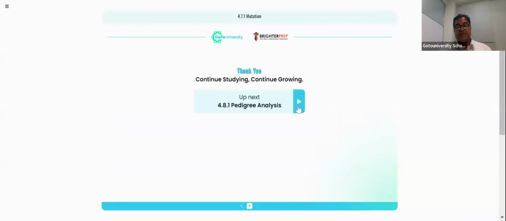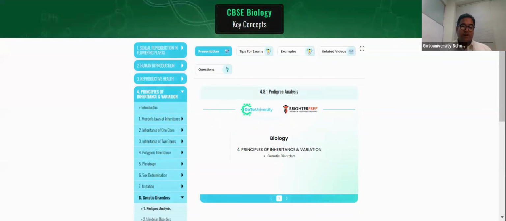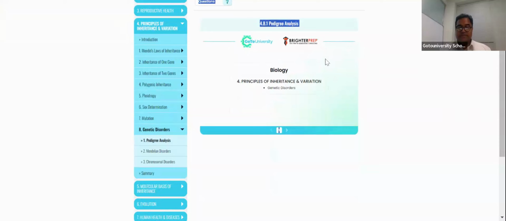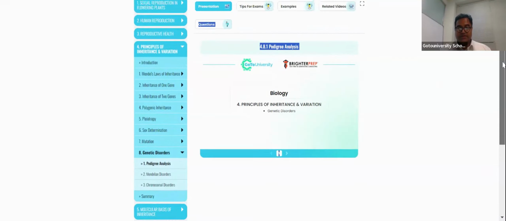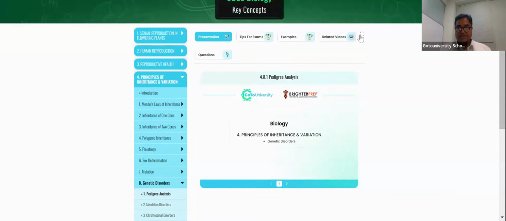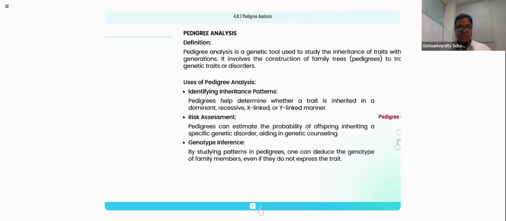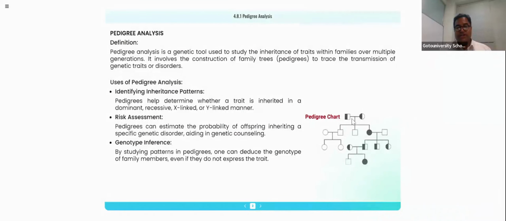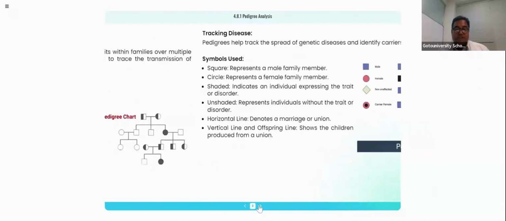Pedigree analysis is nothing but a symbolic representation of particular genetic disorders. Can you see this place here? The shaded symbol denotes a disorder, and the others are carriers. Basically, they are carriers: carrier male, carrier female, right? Like this, the explanation is given, and then we need to find out which is having the defectiveness.